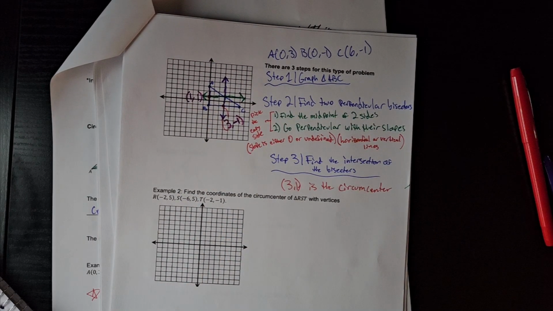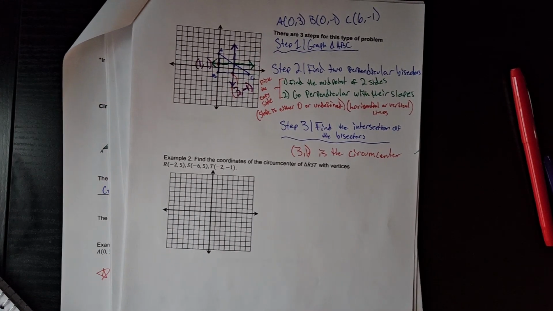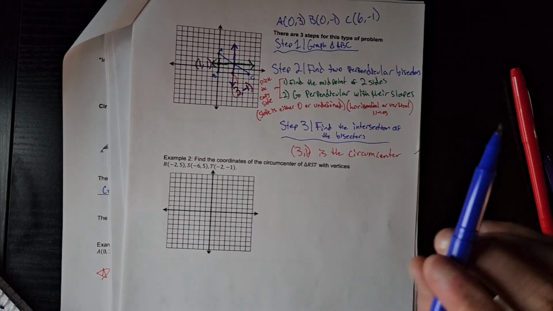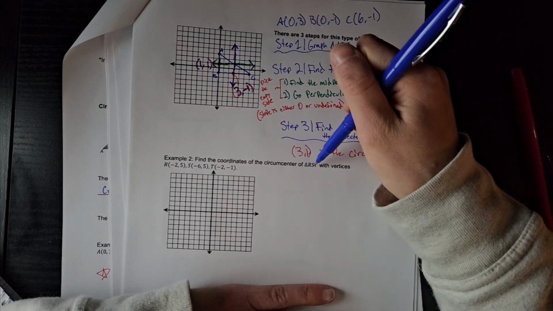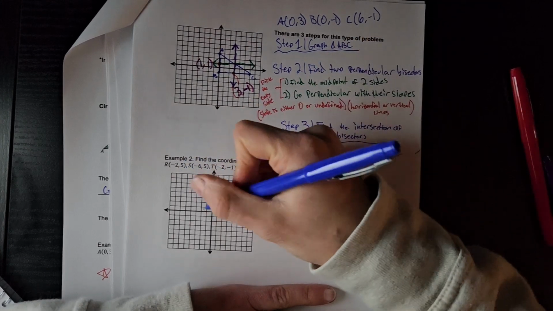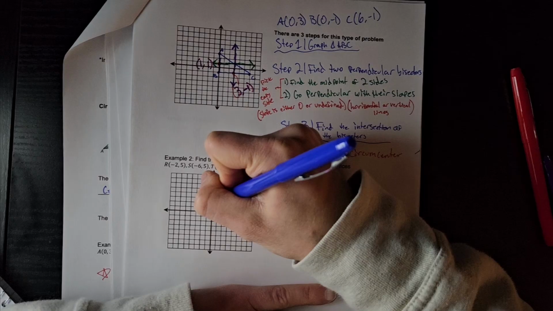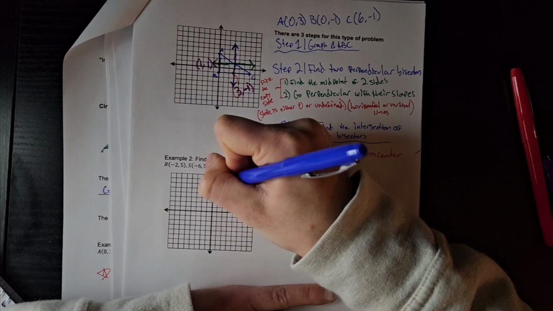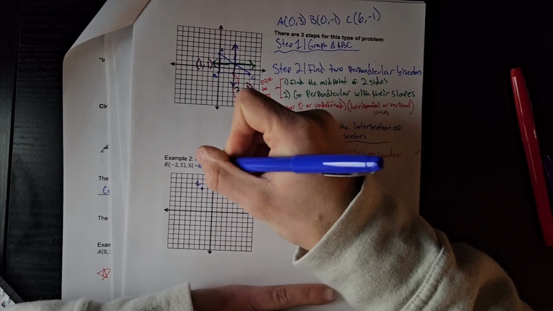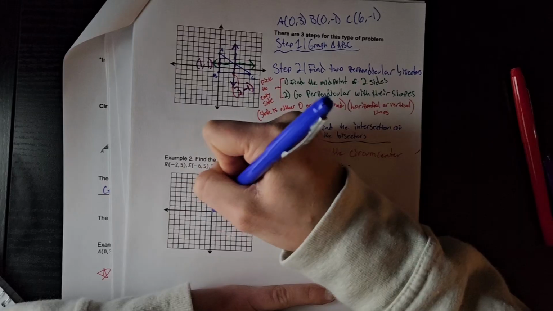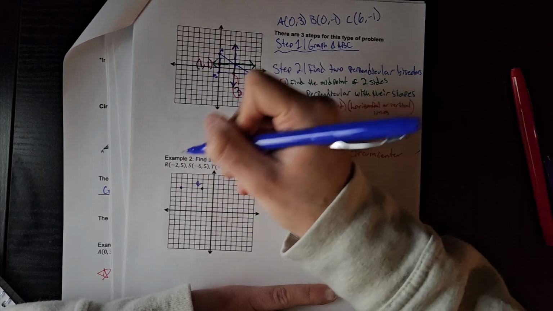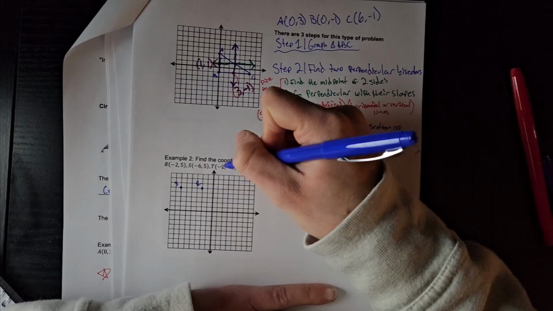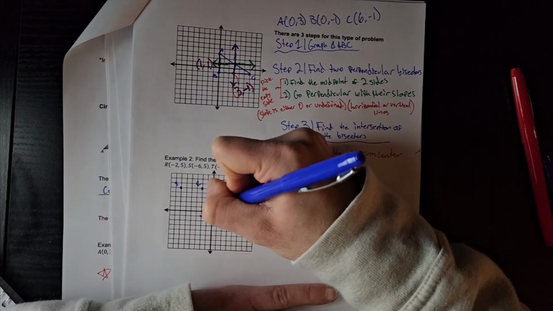We have another example, example 2. We're going to find the coordinates of the circumcenter of triangle RST with the vertices R of -2, 5, so 1, 2, 3, 4, 5. That's R. S is -6, 5, so 1, 2, 3, 4, 5, 6, 5. And then T of -2, -1.